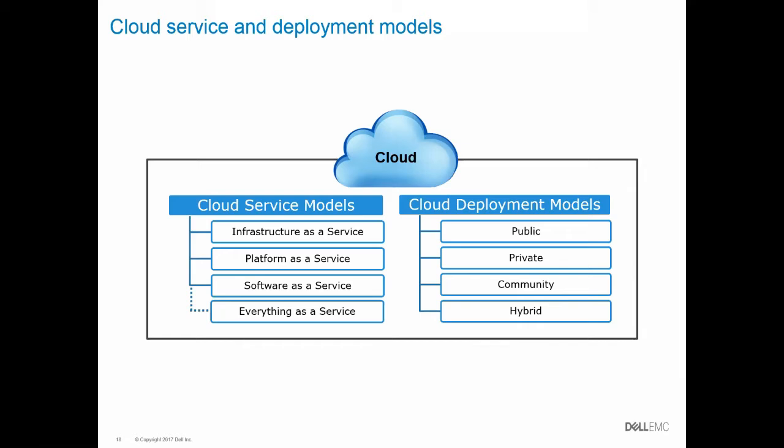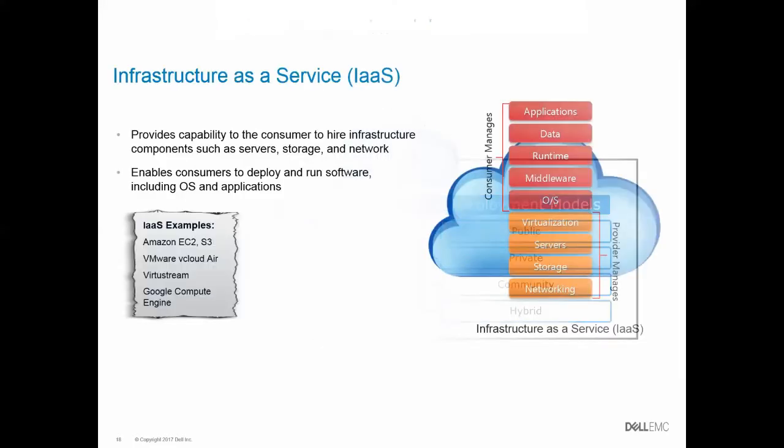Okay. When it comes to the deployment models, this is the way in which your data center is arranged and who has access to it. So it could be a public cloud, it could be a private cloud, it could be a community cloud, and it could be a hybrid cloud. So two different types of models, service and deployment. So let's look at the service models very quickly.